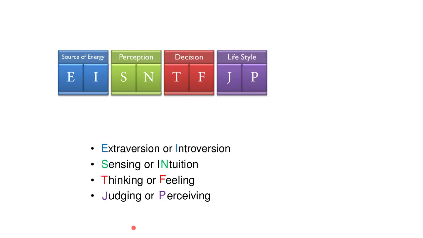And the last dichotomy, which was added by that American daughter, is the lifestyle. The reason that it is called lifestyle is because this is the part that other people can see in you, the way you do things in the outer part. The first one is judging, but again, the meaning of judging here is not being judgmental.